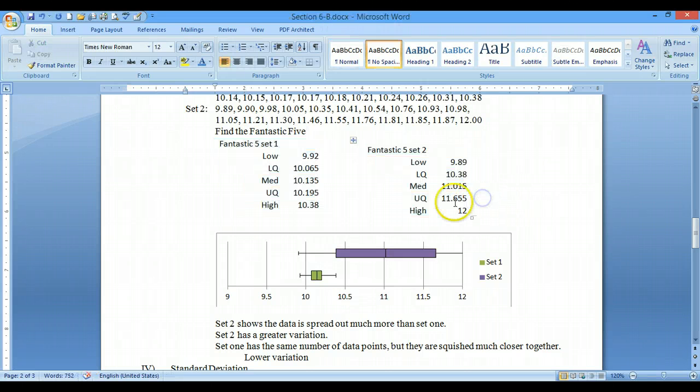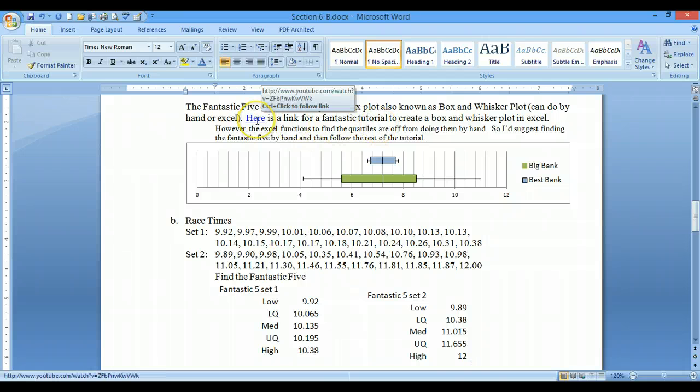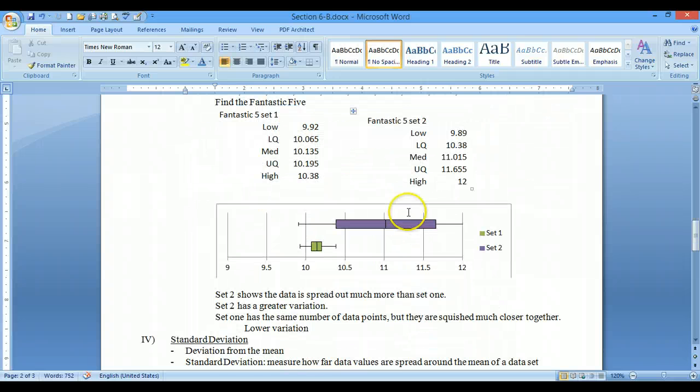Using these, we can create our box and whisker plot. By hand is easier, but again, you can go back to this tutorial. I'll show you once again, in which you can create your own box and whisker on Excel. Right here, because these have the same number of data points, and this one is much more spread out compared to this one, we can say that this one has a much greater variation and this one a much smaller variation.